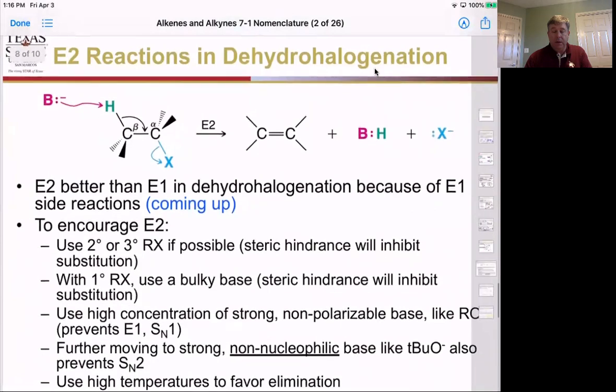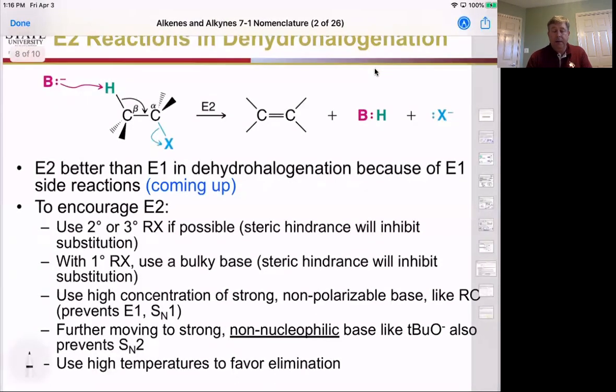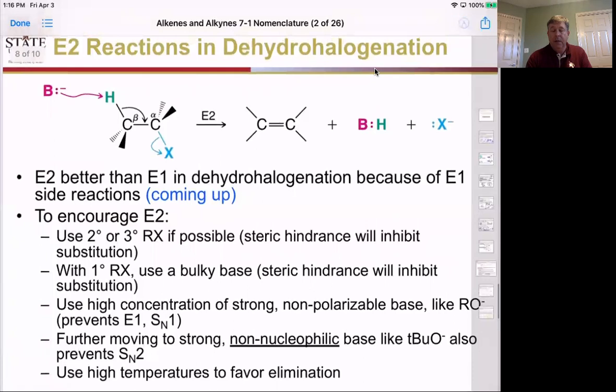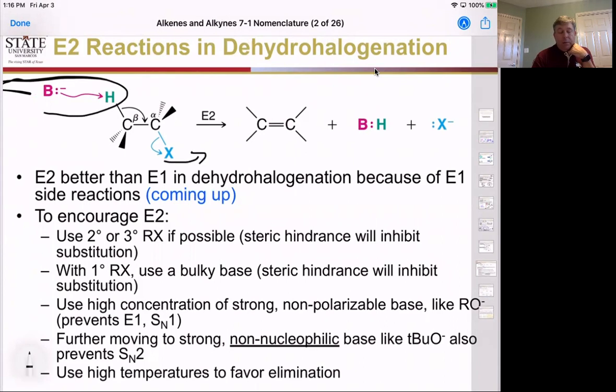Okay, so let's talk about the E2 mechanism in the dehydrohalogenation system. So in an E2 mechanism, we have both the base coming in and starting to tug away at this hydrogen before the leaving group leaves. So we do not form a carbocation. So we have the base tugging at the hydrogen here, allowing the electrons to come in. And when the electrons come in and form our double bond, it allows the electrons to kick out with the leaving group. So we have our base taking away the hydrogen, and we have our leaving group leaving as an anion, okay?